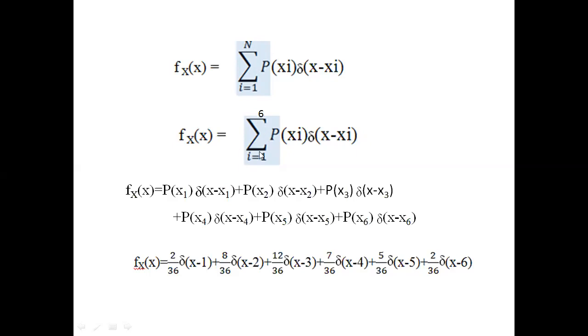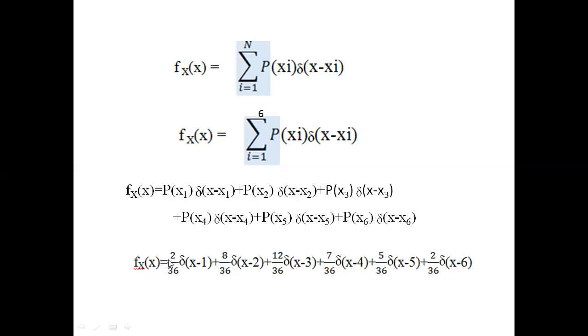By expanding this summation, we get small f_X(x) equal to p(x1) δ(x − x1) plus p(x2) δ(x − x2) plus p(x3) δ(x − x3) and so on, plus p(x6) δ(x − x6). We know the probabilities and the values x1, x2, x3 up to x6 also. So by substituting all the values, we get the required density function.